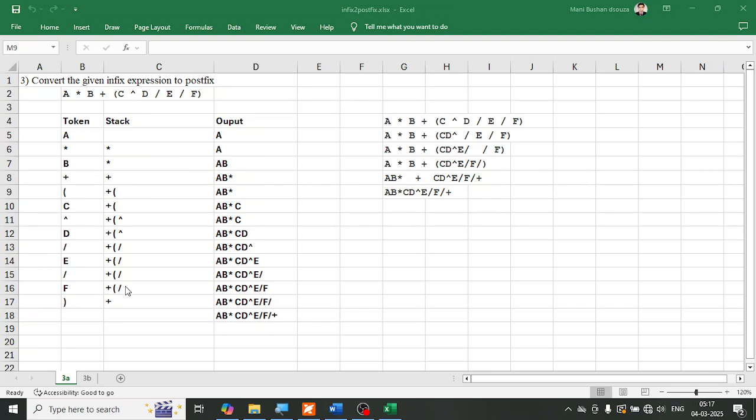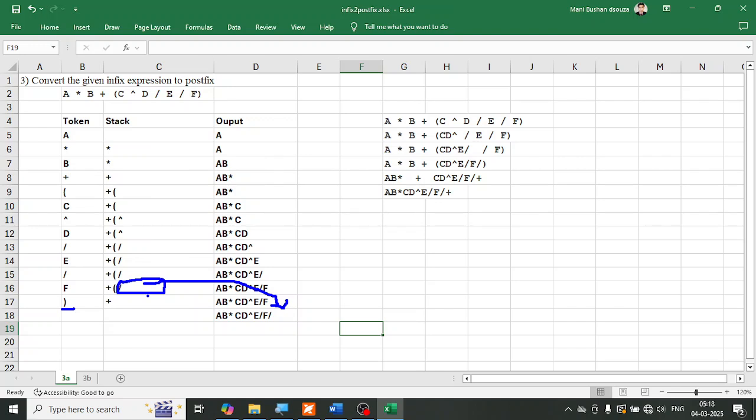Next one is the closing bracket. Whatever is left over, you pop it out. When you have this closing bracket, you may have many operators here. All of them you have to pop until you get the opening bracket. So whenever you get the closing bracket, you pop all the operators. You may have a stack of operators here.